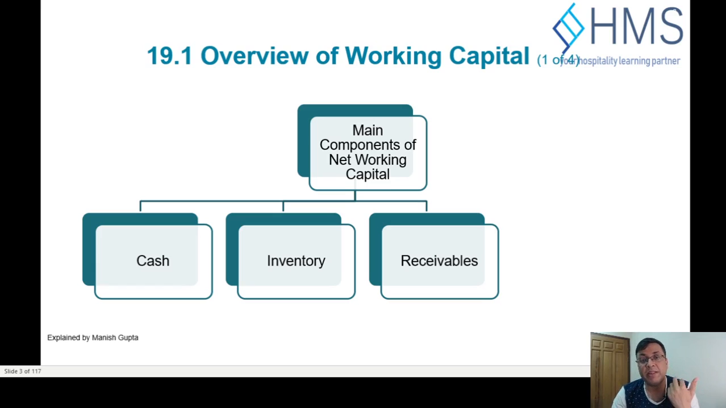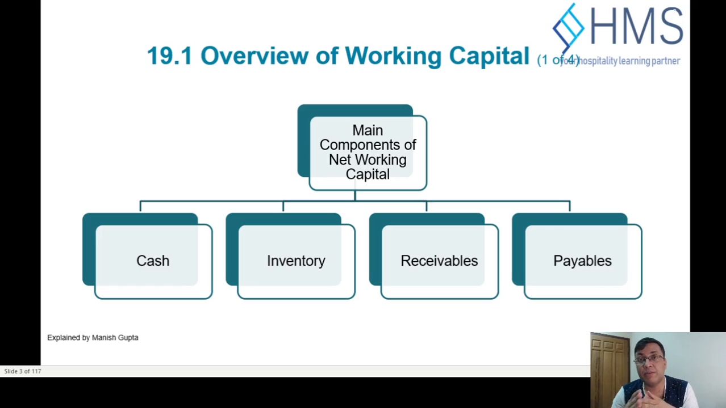And then lastly, the component which helps to finance the working capital is payables. When you don't pay your suppliers immediately, just as with receivables you are collecting late from your customers, you can also pay later to your suppliers. In that case, you are financing part of your working capital requirements.